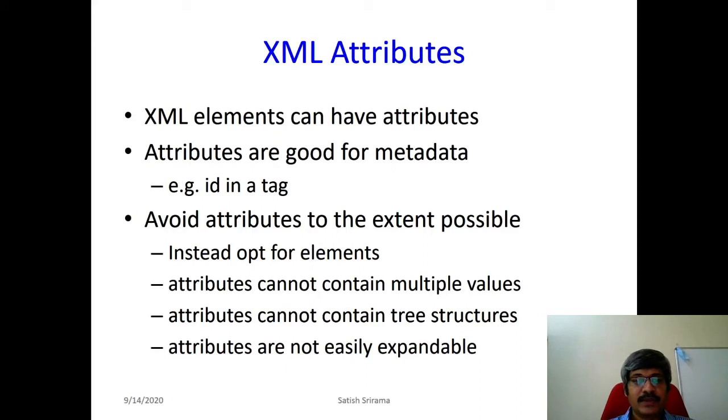Then XML attributes. XML elements can have attributes. As I have shown you, the language is English there, or the category we have seen for each and every book, like web or programming books. So these are all attributes. Attributes are actually good for metadata information. For example, in HTML we have seen IDs mentioned as attributes. For any HTML tag, if we wanted to add an ID, we would give ID equal to some attribute value, and we used that attribute value in JavaScript or CSS. We have already seen that.